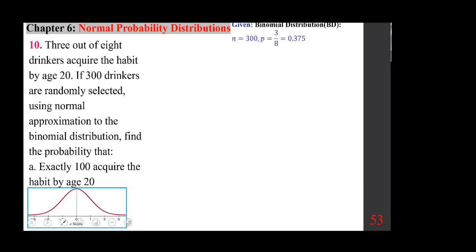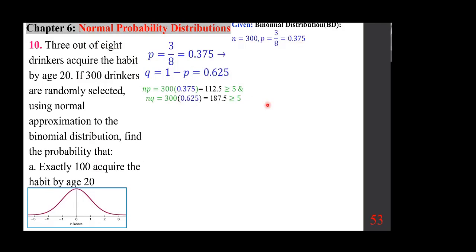All right, the very first thing we want to write is the given, because you're dealing with an application. 300, that's n. 3 out of 8, that's p. So you can calculate q as 1 minus p. You have to calculate np and nq to make sure they are large. So q is 1 minus p. np and nq are both large. By that, we mean we are looking for number 5 or 10. And now we can move on.